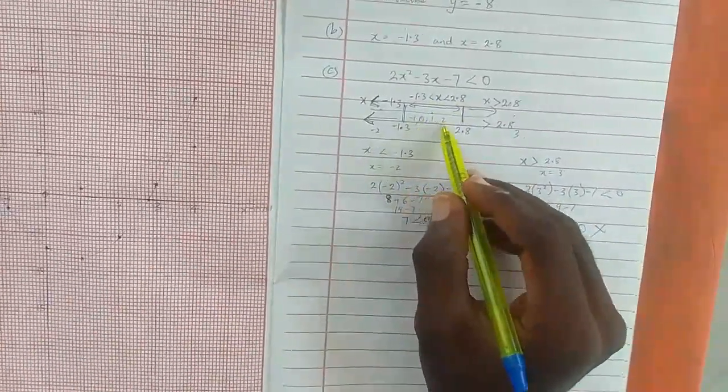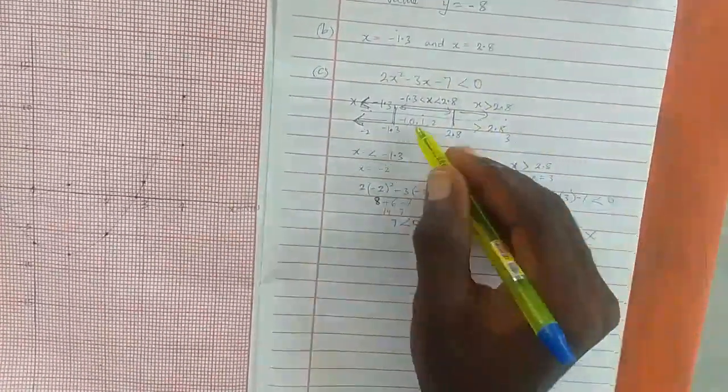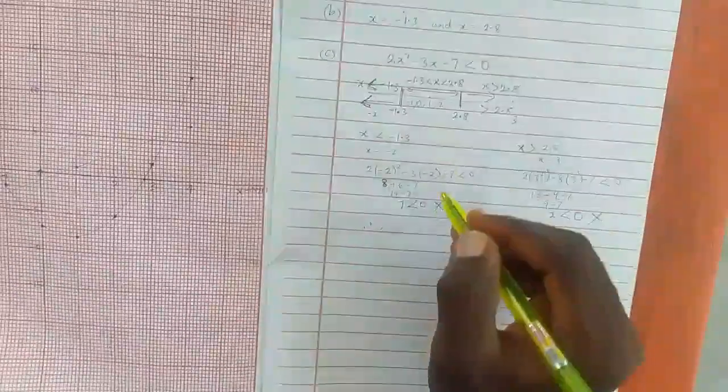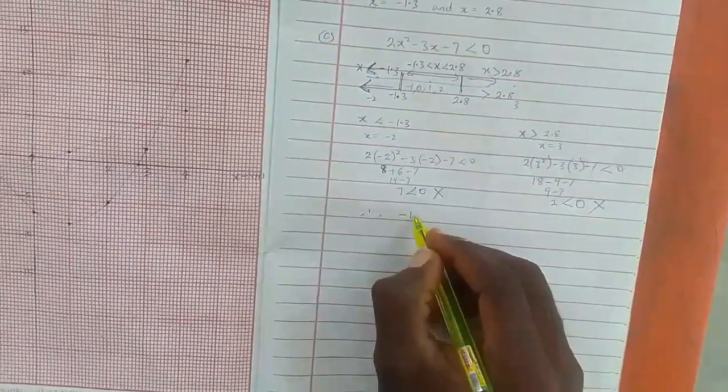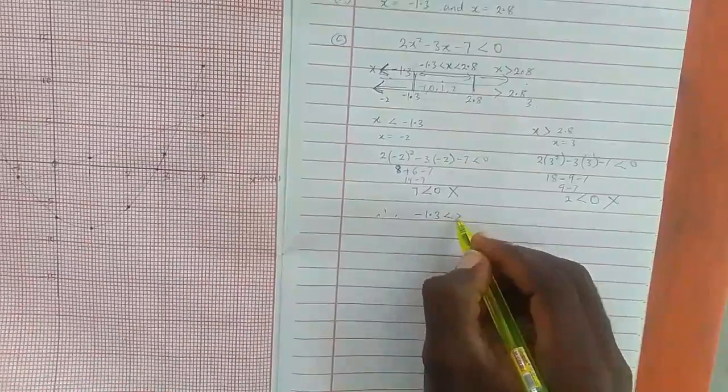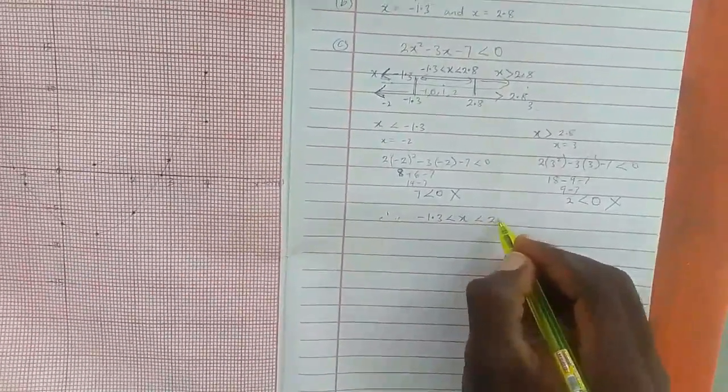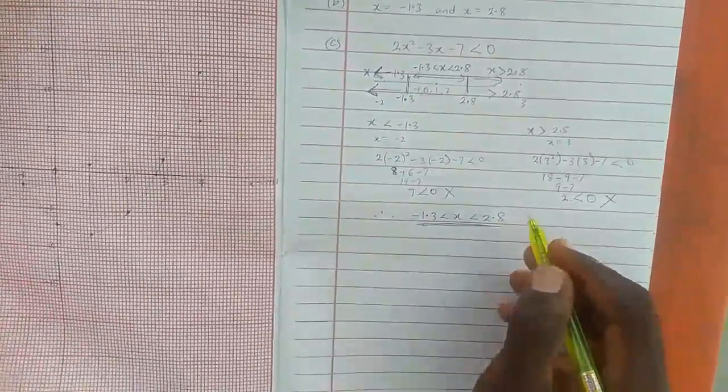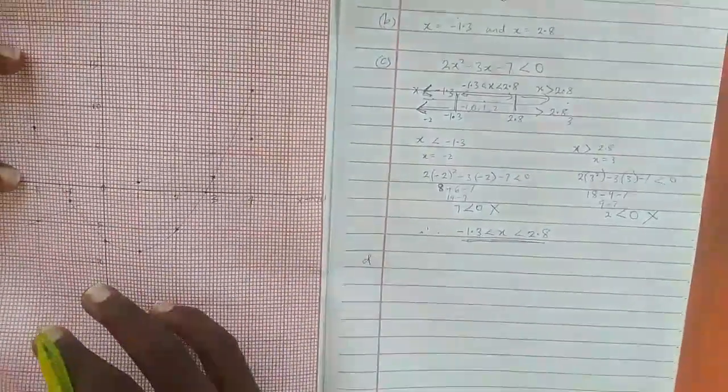If you test all the numbers in the middle region, you see they are all less than 0. Therefore, the answer is minus 1.3 is less than x is less than 2.8. That's the answer of this one. Then we go to question D.